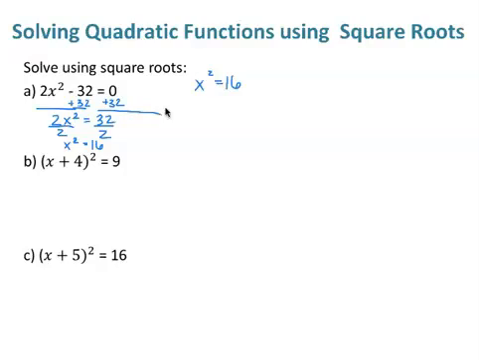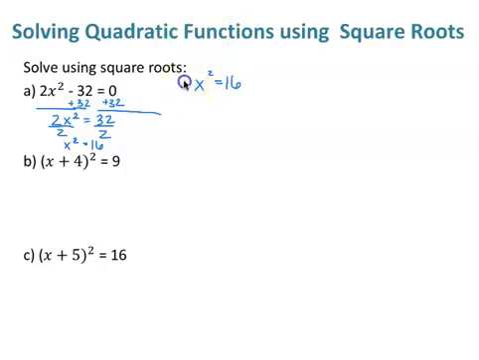I had to do some rearranging first before I can use my square root sign. I got to get the x term all by itself and then the constant term on the other side of the equation. So I did all the algebra to do that. Now I can use the square root.